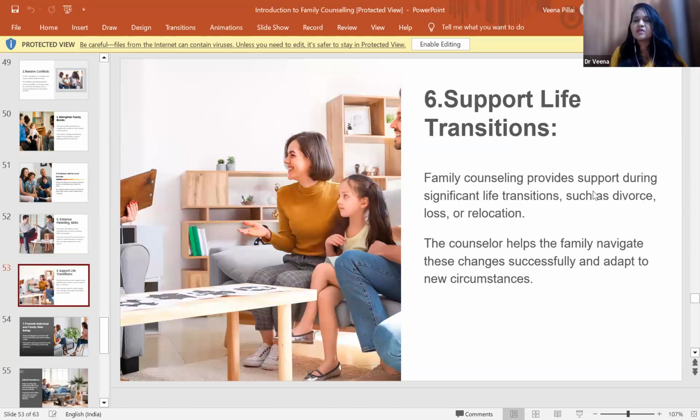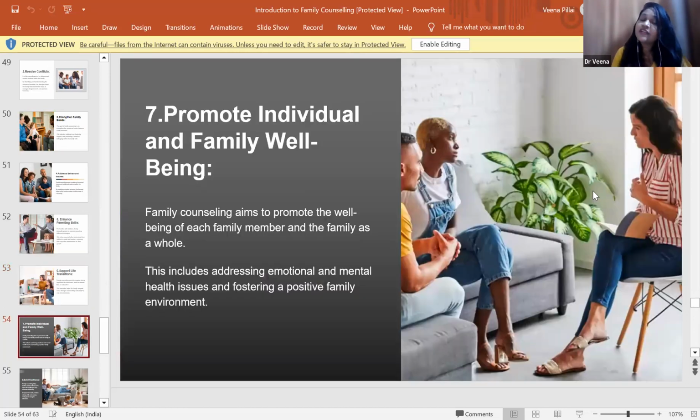So support to life transitions, we already spoke about it. Whenever there is any sort of unexpected crisis, or any unexpected event, or any loss or relocation, the counselor helps the family to navigate through these changes and helps them with adaptability and adaptive techniques. So promote individual and family well-being. This includes addressing emotional and mental health issues and fostering a positive family environment.